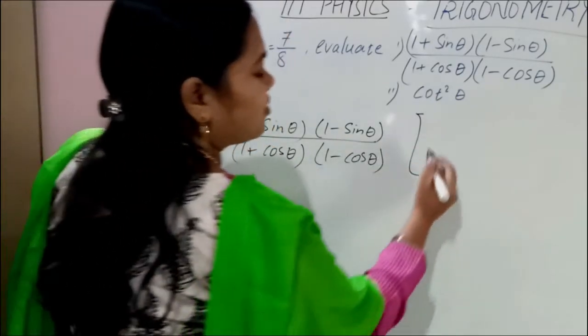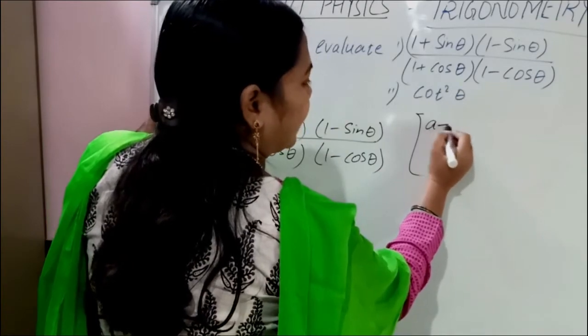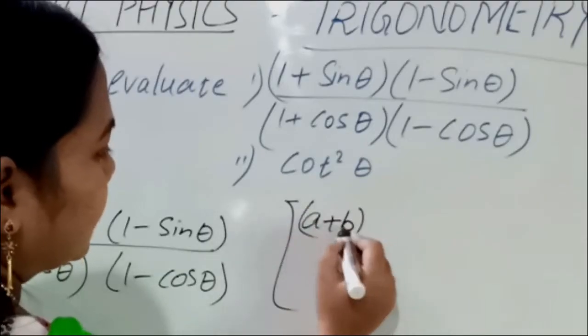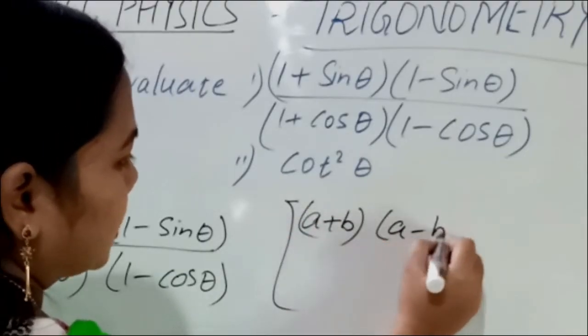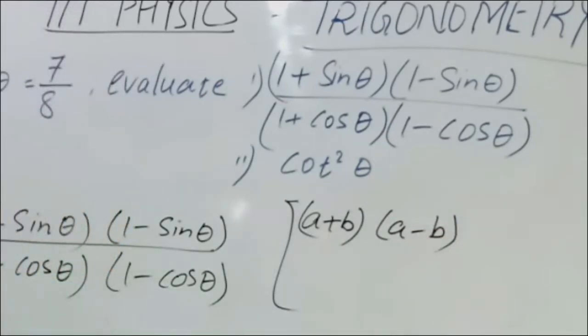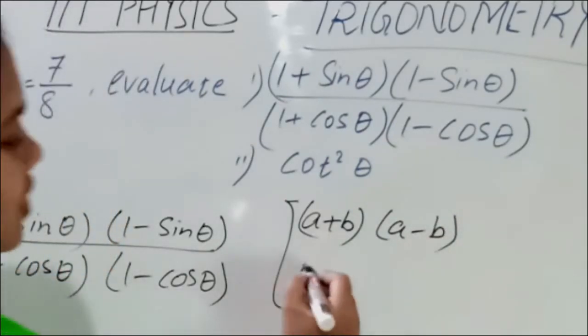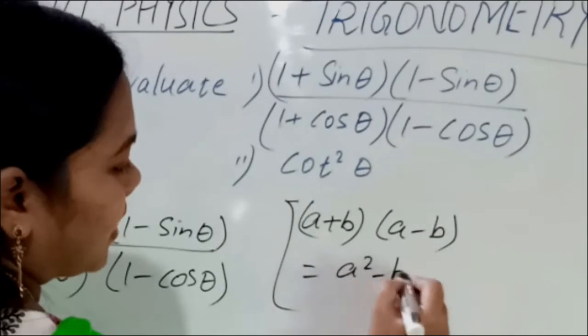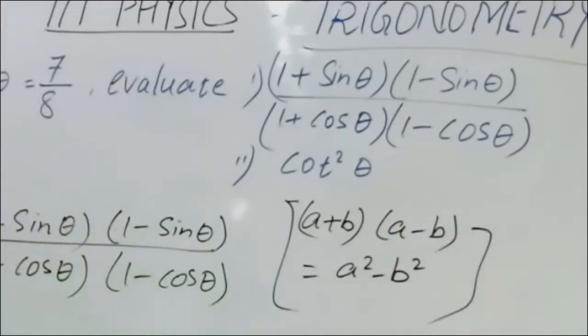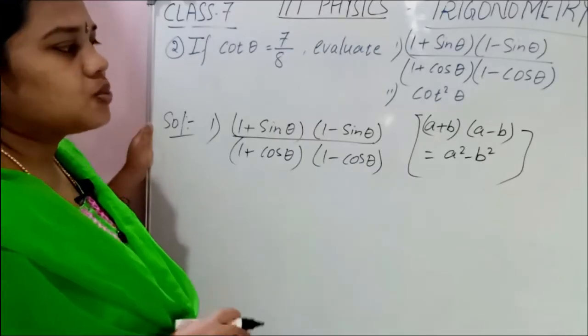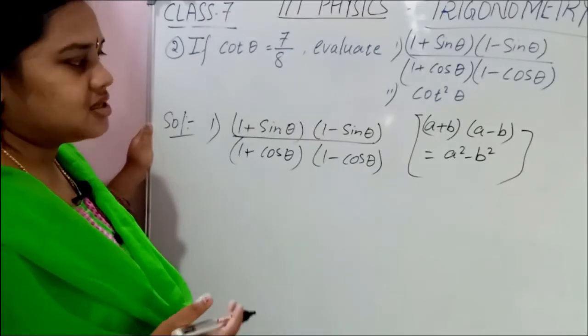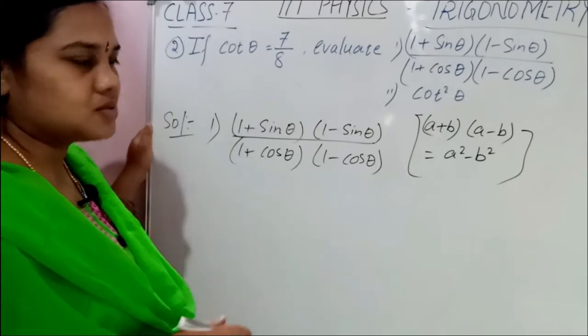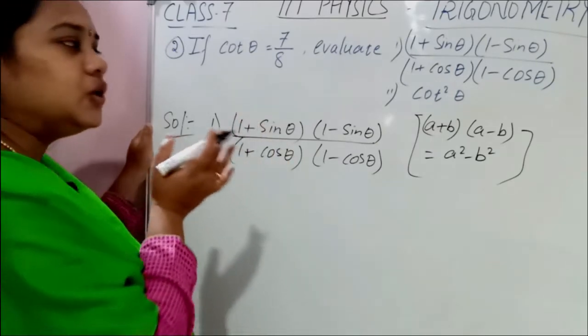One formula, one identity, is (a plus b) into (a minus b). (a plus b) into (a minus b) is equal to a square minus b square. Clear? This is an identity in algebraic expressions. (a plus b) into (a minus b) is equal to a square minus b square. This one we will use here.